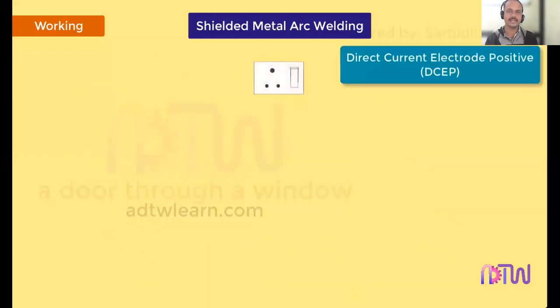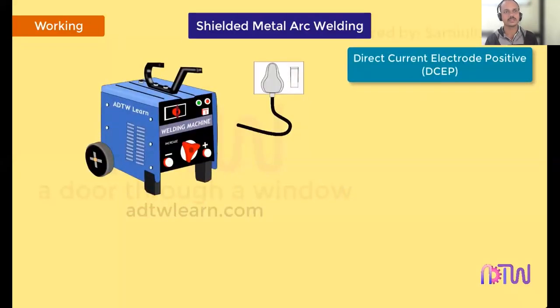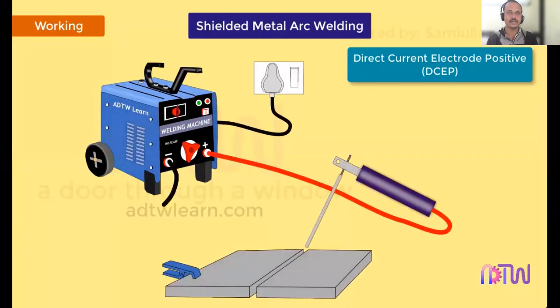So for that, a skilled person is required. Actually, how much gap we have to keep between the electrode and workpiece matters. A continuous gap is required, otherwise the welding will not perform. Now this one is the positive arrangement, where the electrode is connected to the positive terminal and the workpiece is connected to the negative terminal.